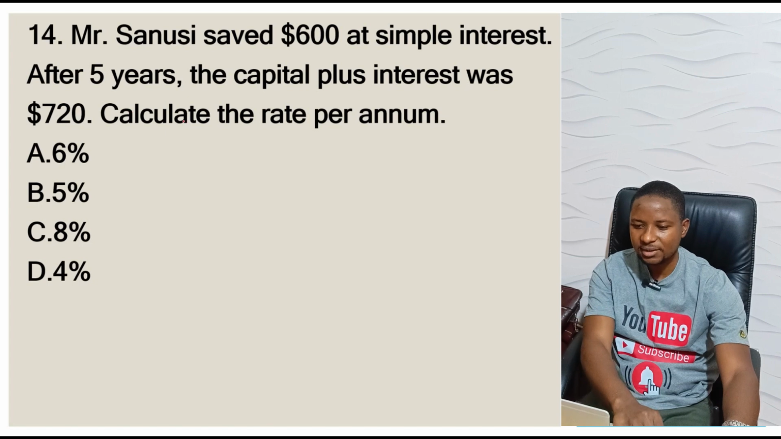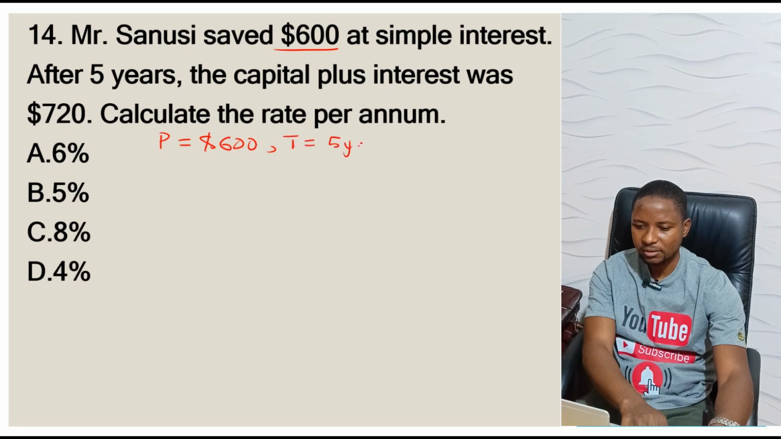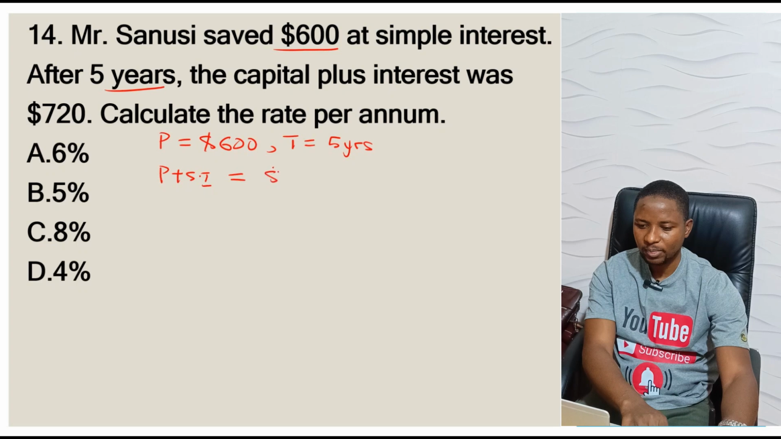Number 14. Mr. Sanusi saved $600. That's your principal. At a simple interest after 5 years. So that's the time, 5 years. The capital plus the interest. Capital plus the interest, that means principal plus what? Simple interest. Amounts to 720. More like they gave you the amount.